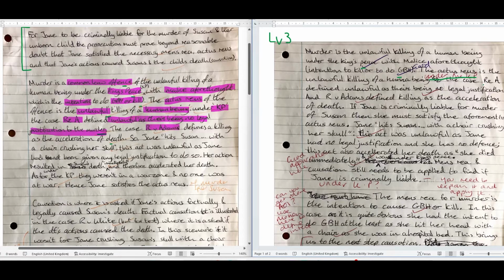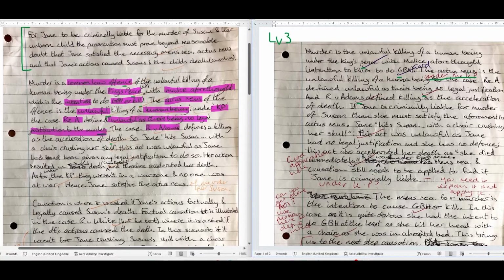Then I cite relevant case law, Re A, defined unlawful as there being no legal justification, get a mark for that. And then R v Adams, also get marks for that. And as you can see straight away, relevant information is key, especially for the AO1.